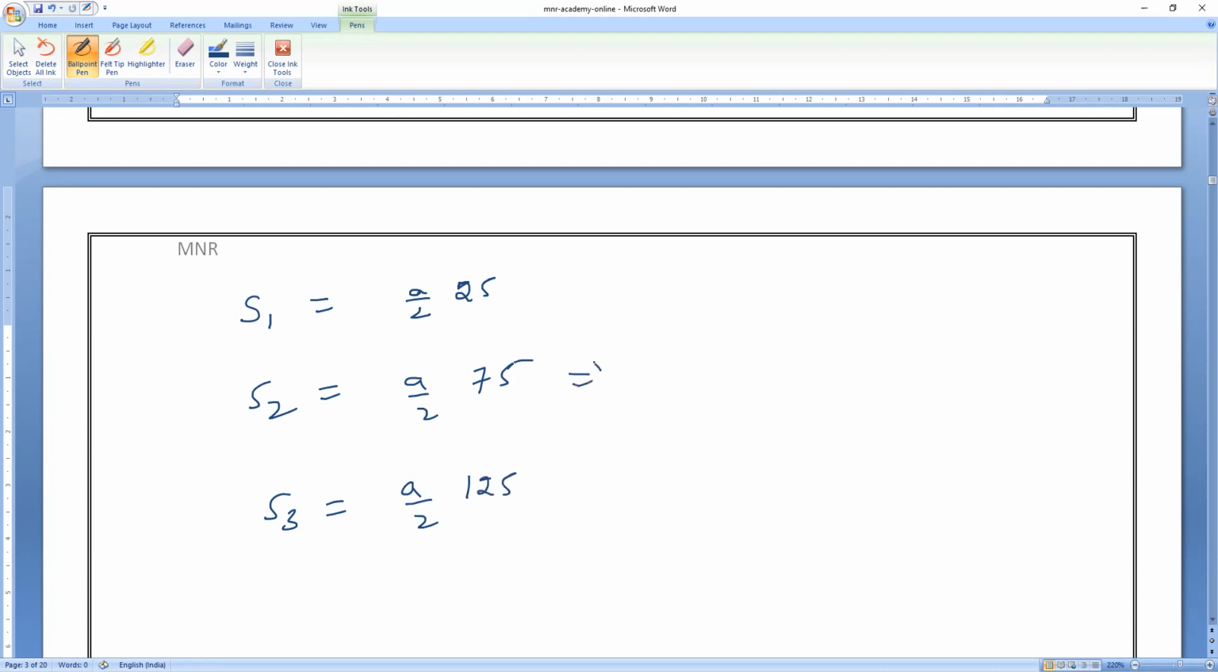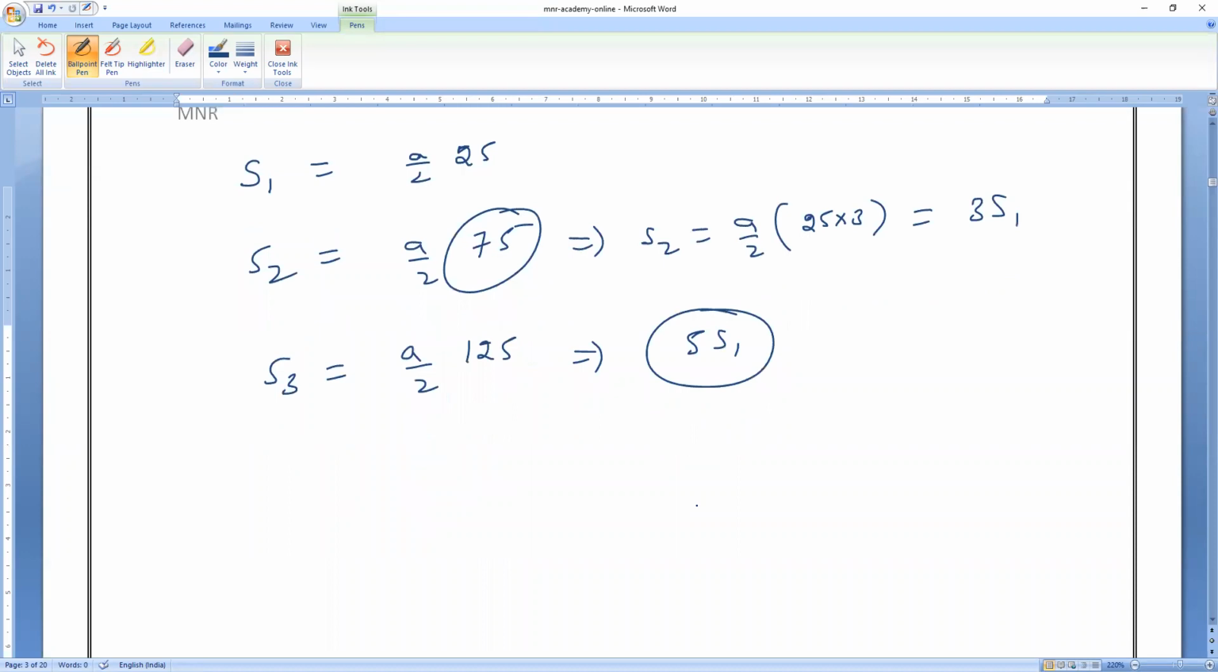So I will say S2 is equals to A by 2 times 75, and 75 means 3 times 25. Correct or not? So I can write it as 3 times S1. Is it right or wrong? Same with this one, S3 is 5 times S1. That's all.